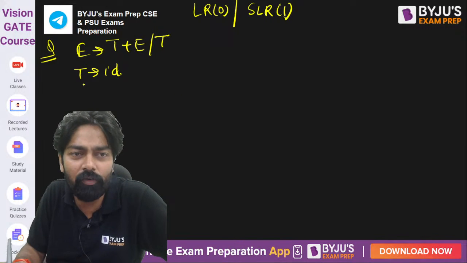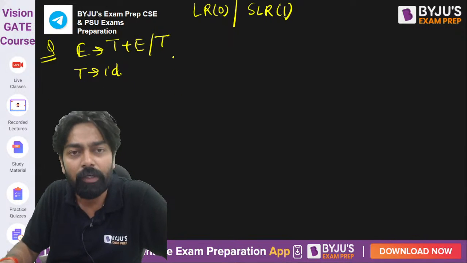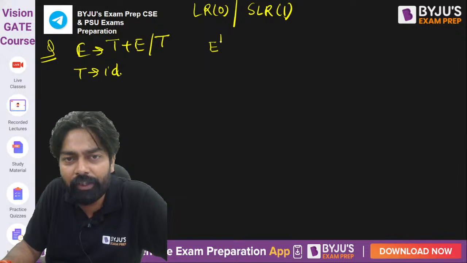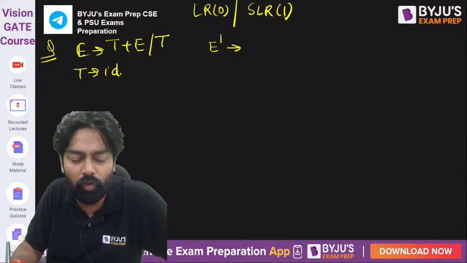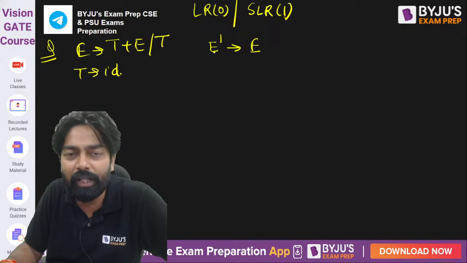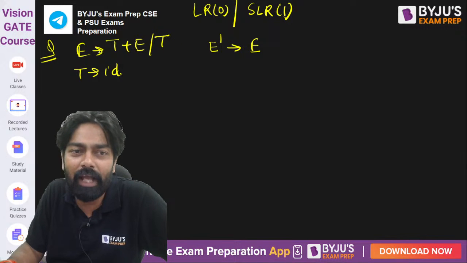I think everyone knows how to solve this question. So you need to make what? The augmented grammar. How to make the augmented grammar? Take a new start state which derives the old, or given, start state. What is the given start state? E. So E dash goes to E. Take a new start state which derives your given start state.